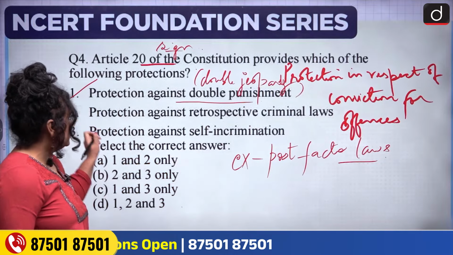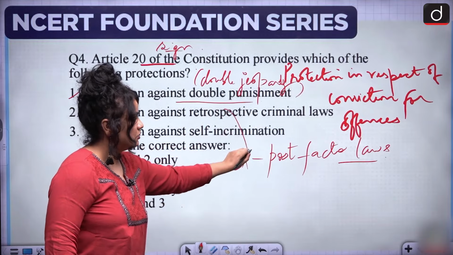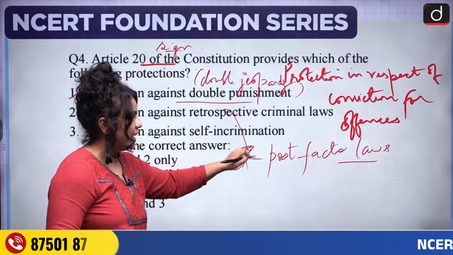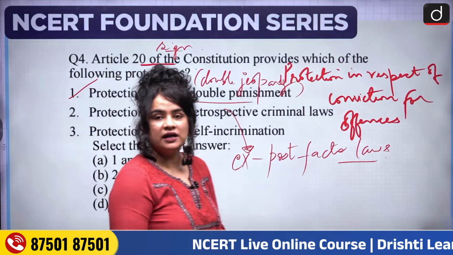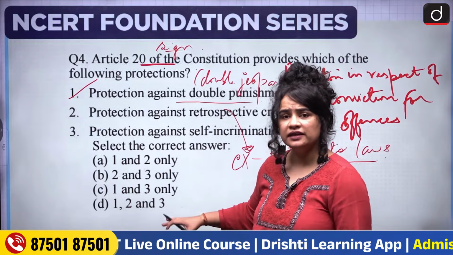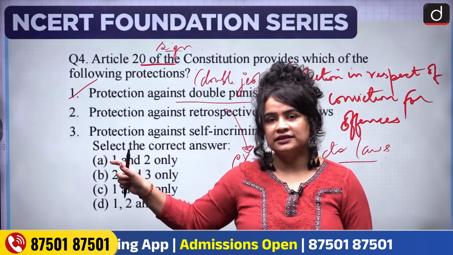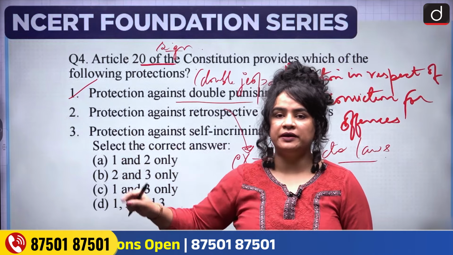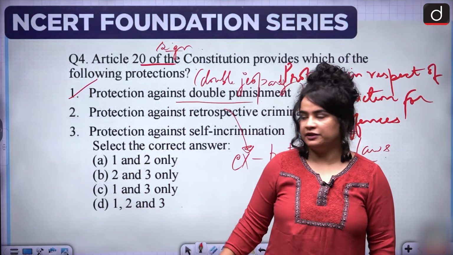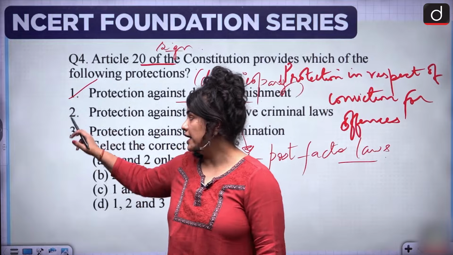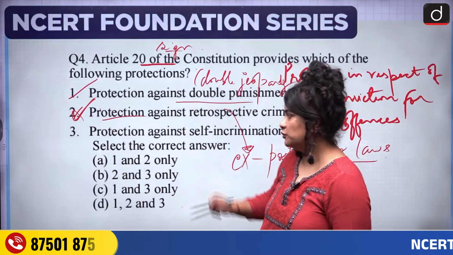Second is protection against retrospective criminal laws. Yes. Ex post facto laws, or laws in the past. You cannot just begin a law saying that this act will henceforth be punishable from 2024, even though we are living in 2025. So this cannot happen. So again, the protection is provided.